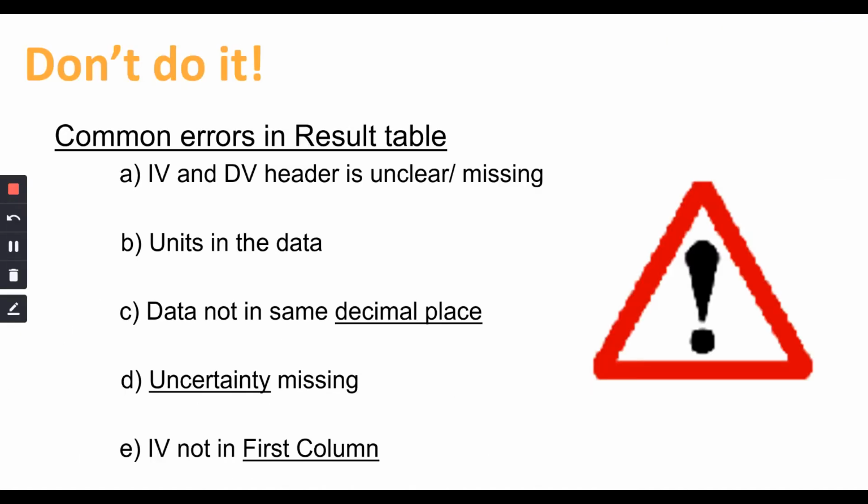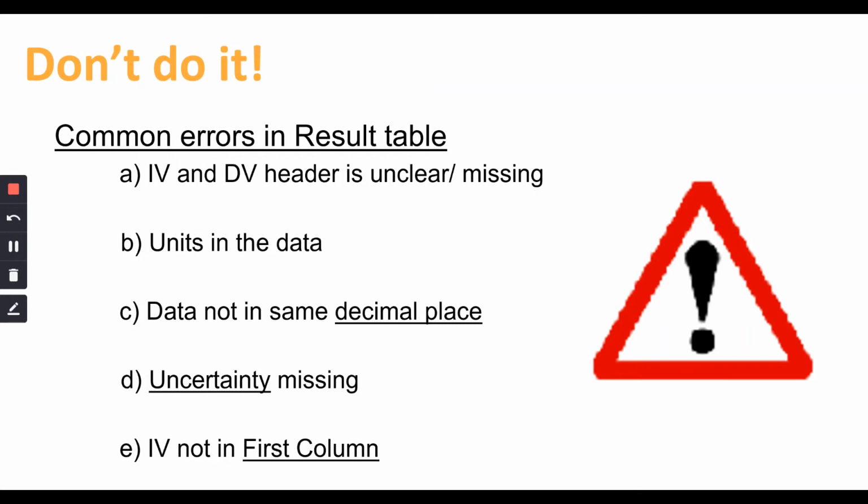Alright, so this slide shows some of the common errors in the result table. For example, the IV and DV header is unclear or missing. You should make sure that it's very clear, the 3 items that you need to know: the items, the unit, and the uncertainty. The second thing is the unit is in the data, so that is wrong. You should make sure that all the units are in the header only.